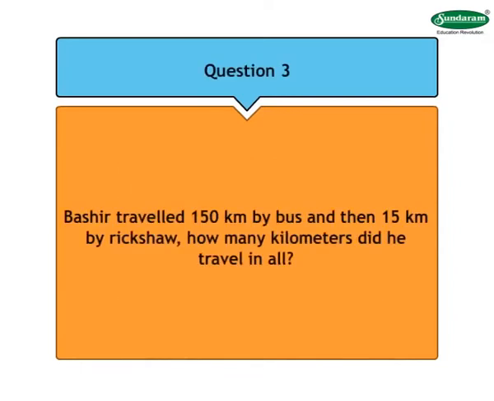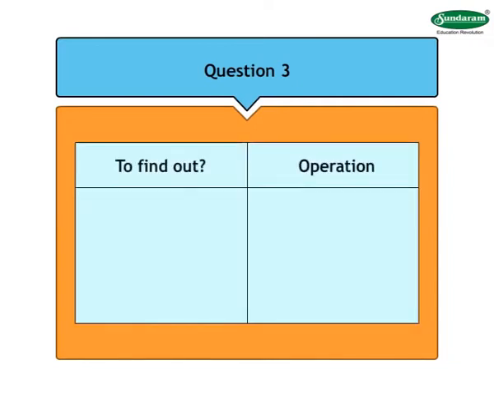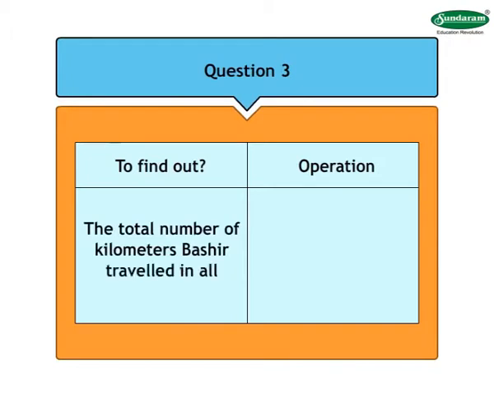Question 3. Bashir travelled 150 kilometers by bus and then 15 kilometers by rickshaw. How many kilometers did he travel in all? Answer. In this question, the distance travelled by Bashir by bus and by rickshaw is given to us. We are asked to find out the total number of kilometers Bashir travelled in all. To do so, we add both the distances travelled by him by bus and by rickshaw. Therefore, the operation involved in this problem is addition.